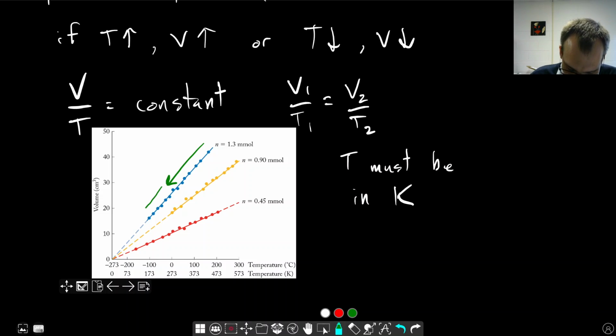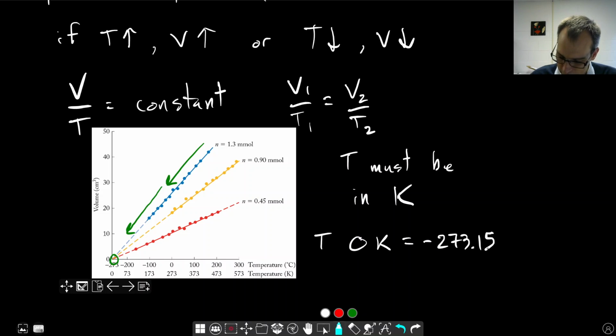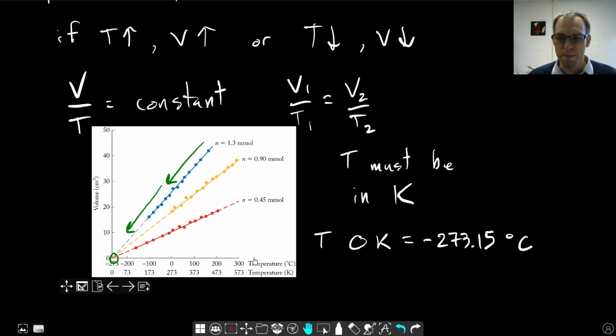If you keep going and going down in temperature, there will be a theoretical point, and for all gases it's the same point, where the volume would extrapolate down to 0, and that is the point that we call absolute zero. That's the lowest possible temperature we can get. 0 Kelvin is equal to negative 273.15 degrees Celsius. Okay, so that's another interesting tidbit that comes from this law.